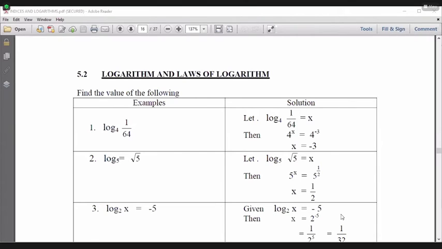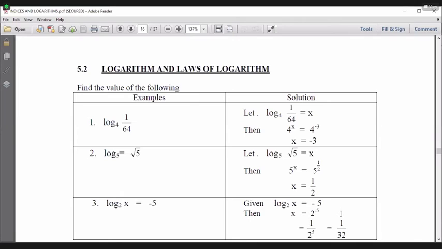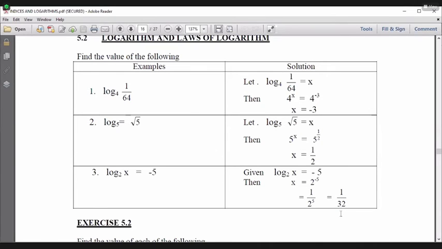There's this one, which is now equal: log to base 2 of x equals negative 5. This is just calling on us to rewrite from log form to index form, which can be written as x equals 2 to the power negative 5. And 2 to the power negative 5 is the same as 1 over 2 to the power 5, which is 1 over 32. So x is 1 over 32.